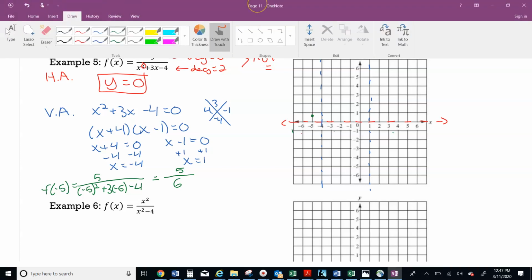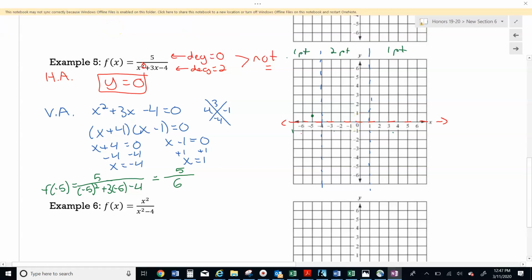Nice and easy. Okay, I want to choose 2 points in between. So 0 is always easy. So I'll start there. f of 0 is 5 over 0 squared plus 3 times 0 minus 4, which equals 5 over negative 4, which is negative 1.25 or negative 5/4. So at 0, we're at a little more than negative 1.